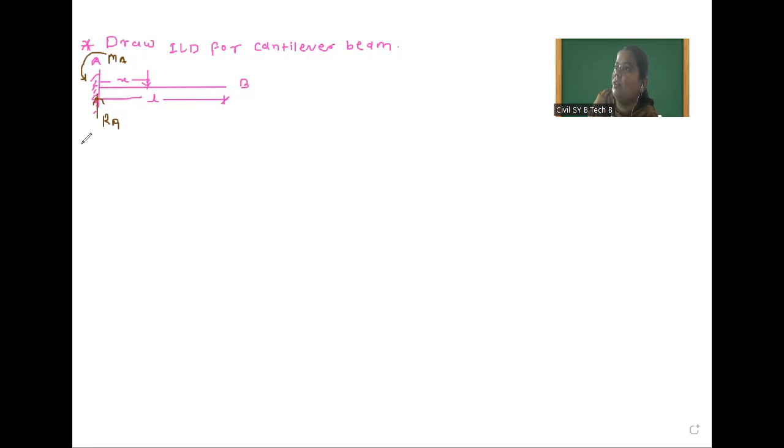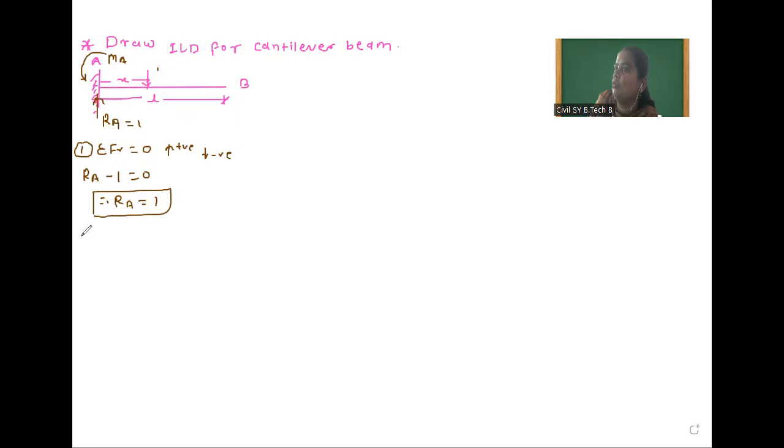Now we apply the first equation, summation FV equal to 0. Summation FV means we take the addition of all vertical forces. Here only 2 vertical forces are there. Whenever we add vertical forces, upward forces are considered positive and downward forces negative. So RA going upward, and the 1 unit load going downward, so minus 1, equals 0. Therefore RA equals 1.